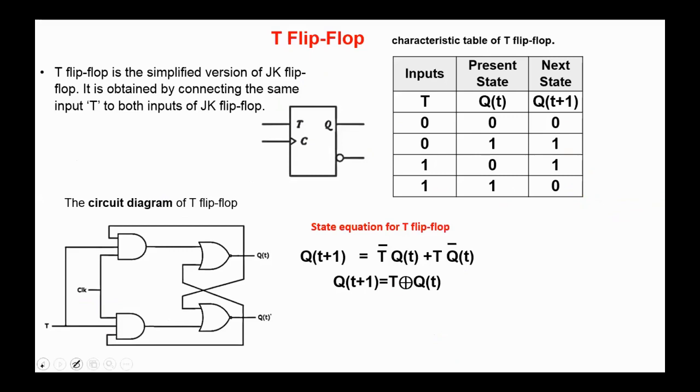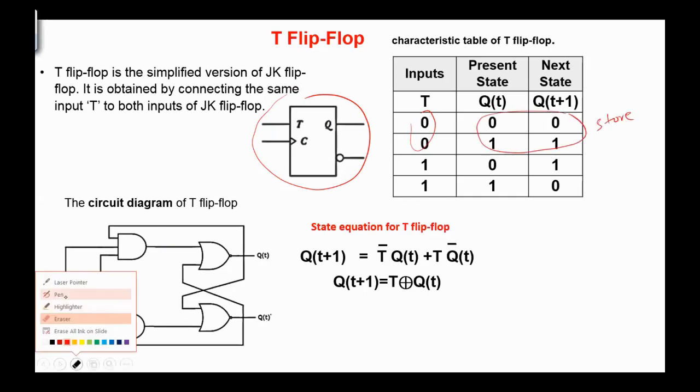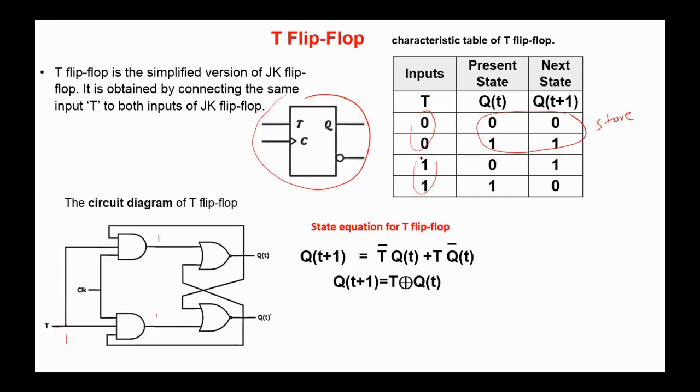It's obtained by connecting the same input T to both inputs of the JK. Here is the graphic symbol for the T flip-flop, and here is the circuit diagram for the flip-flop. As you see here, if T is 0, then we'll have 0, 0, store. If T is 0, the next state is a store. And if we have 1, then we'll have 1, 1, store complement.